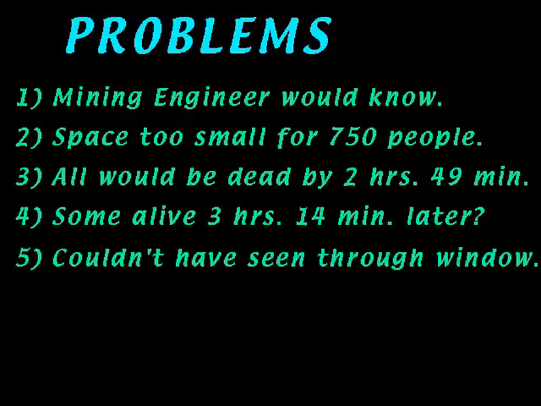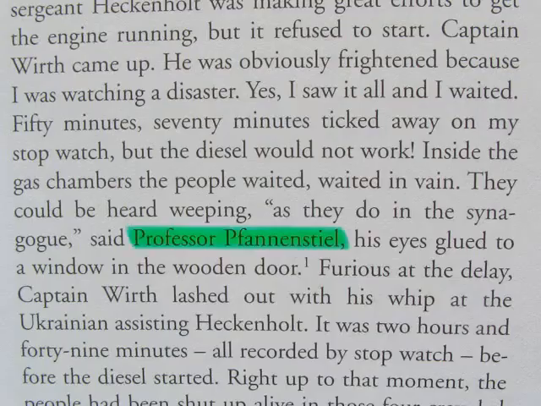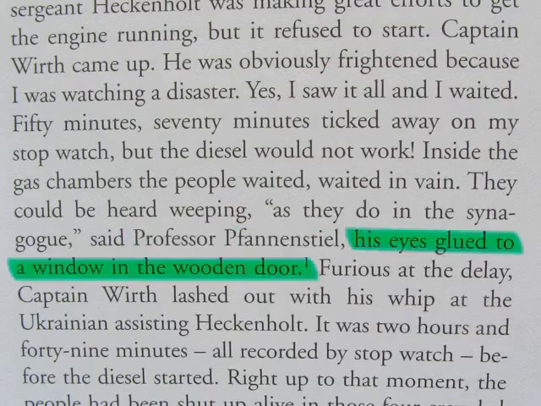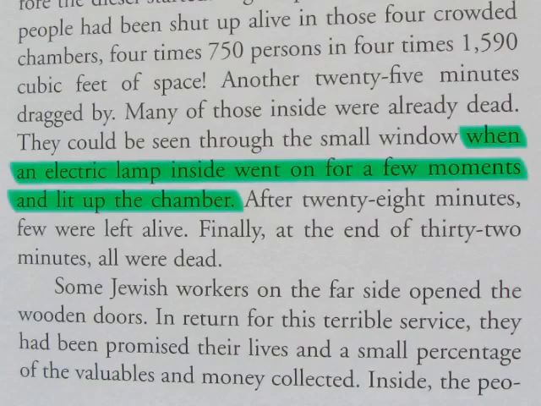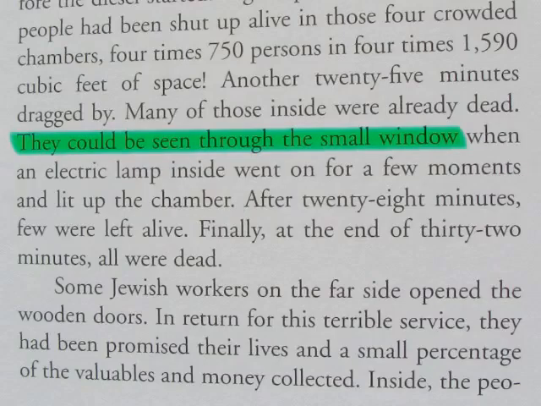Number 5. There was a window in the gas chamber door. Gerstein mentions that the person who accompanied him to Belzec, Professor Pfannenstiel, had his eyes glued to a window in the wooden door, and we read later that Gerstein could see the people inside through the small window when an electric lamp inside went on for a few moments and lit up the chamber. But how high is that window in the wooden door? If the ceiling is around 5 feet 10 inches, the window in the door has to be lower than that.